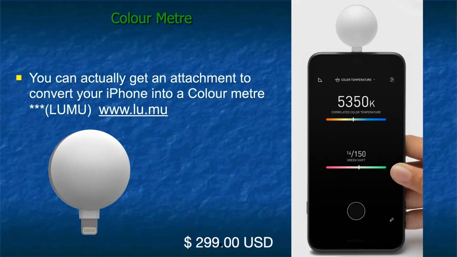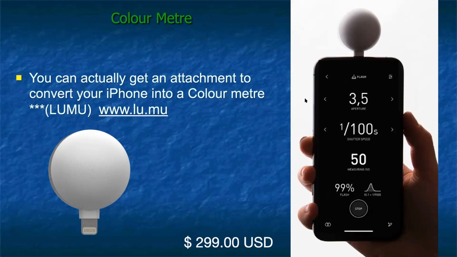Now you can actually go to the website and download the app right now, and it's free. You've got to pay for this. Now, when you do buy this, they do have different packages. So this is what the light meter looks like.